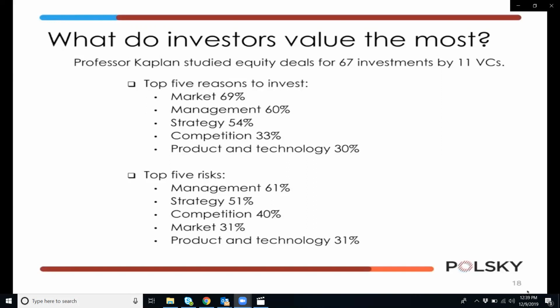Management, strategy, and if there's too much competition, too much well-funded competition, that will hold the investor back. So you'll notice that a big market opportunity will make them want to invest, but they don't consider market to be one of the top risks. They figure that a good management team will find the right market, will find their way. A big market is something that excites them, but it doesn't necessarily frighten them. But the management team is critical for both investing and choosing not to invest.